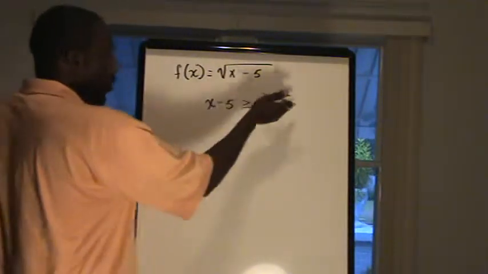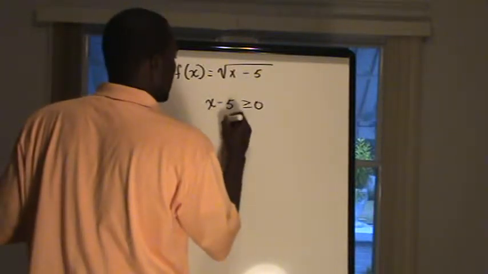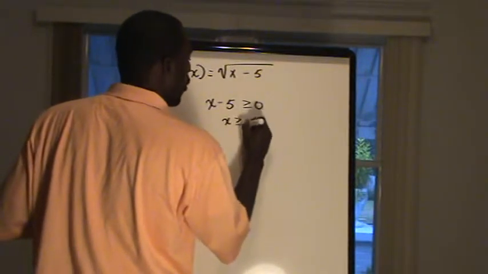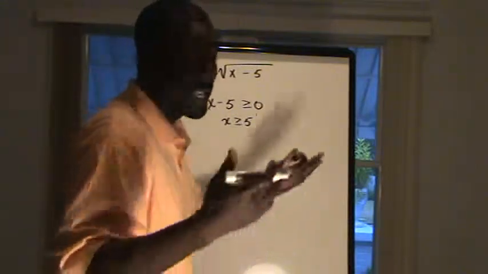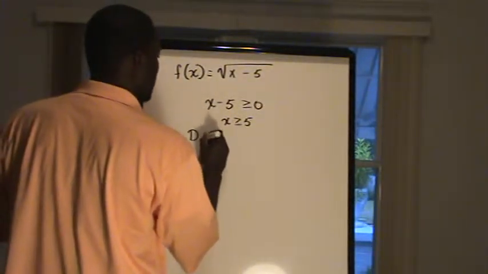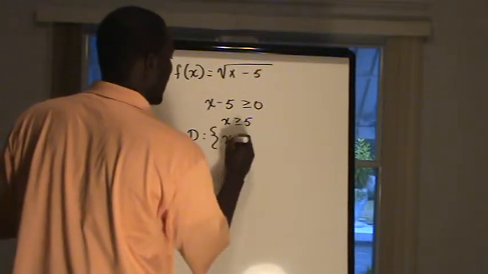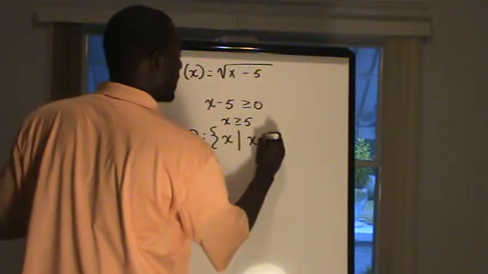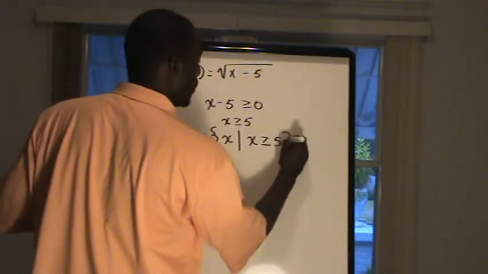So if I solve this in one step, this says that x is greater than or equal to 5. That's my domain. So in set builder notation, my domain is the set of all x such that x is greater than or equal to 5.